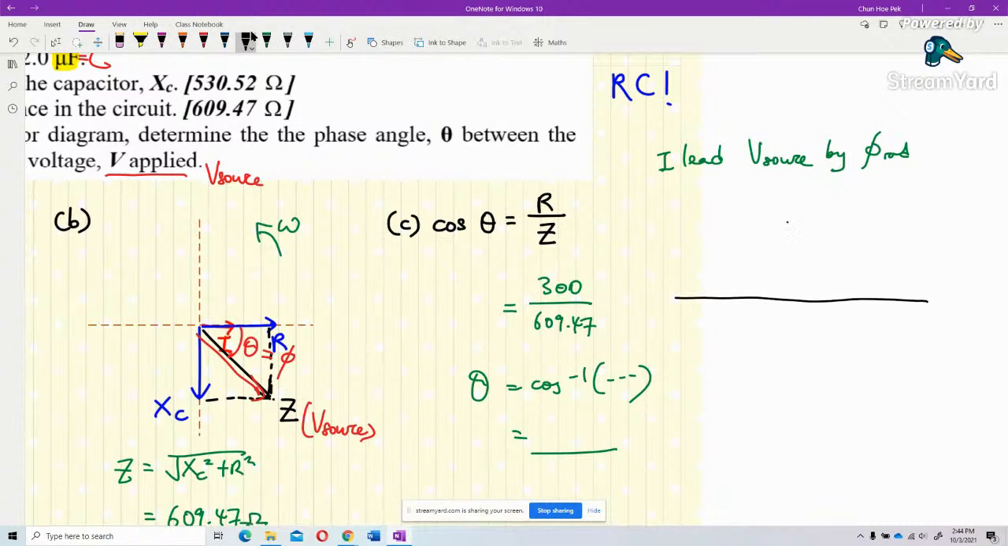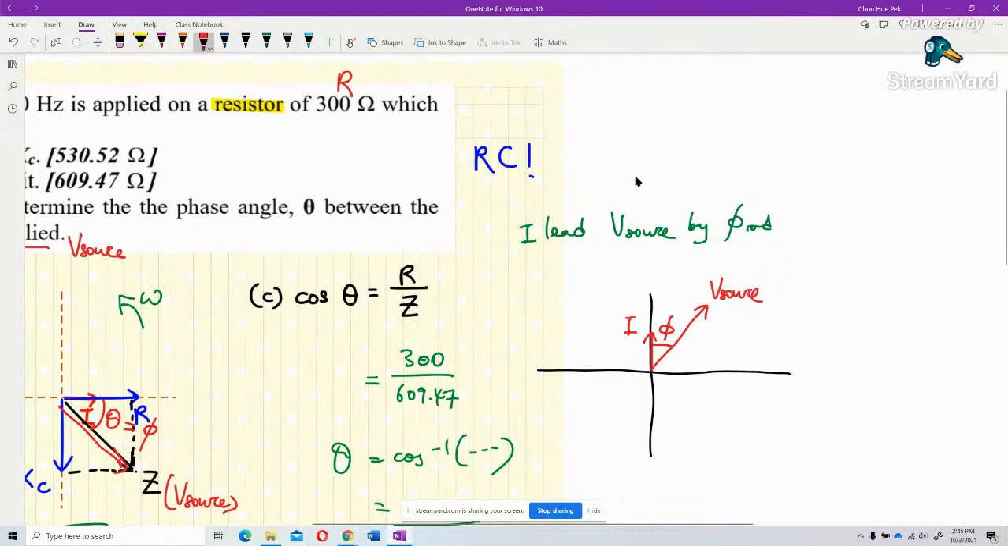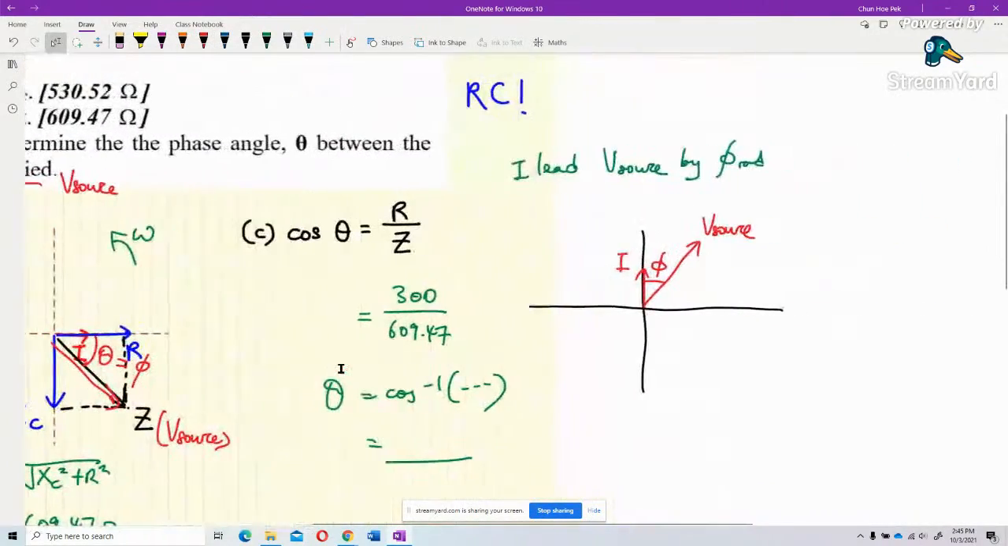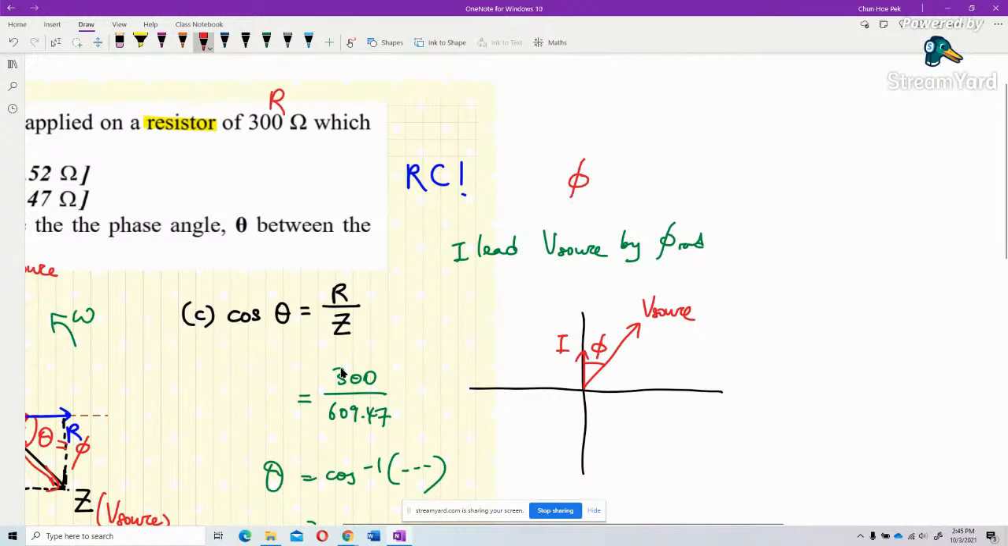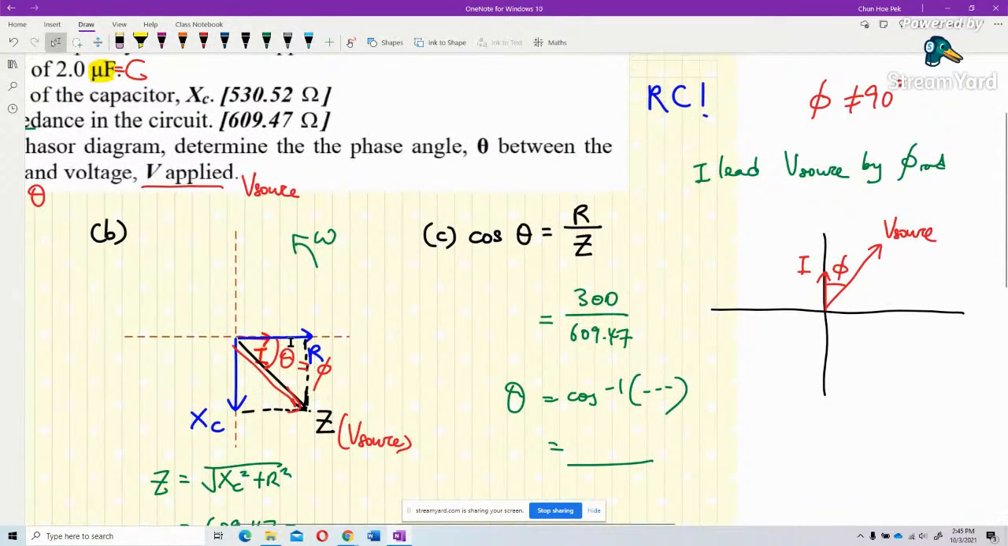It can be current over here, and V source over here. As long as current leads voltage by phi. It can also be anything as long as it's not 90 degrees. If it's an RC circuit, confirm you have a resistor, so the phi can never be 90 degrees. It must be smaller than 90 degrees, because you have a resistor.